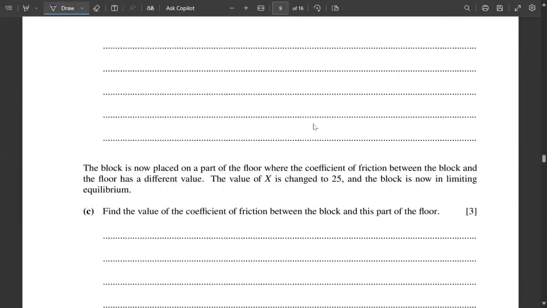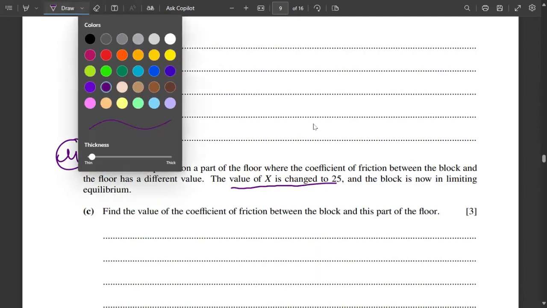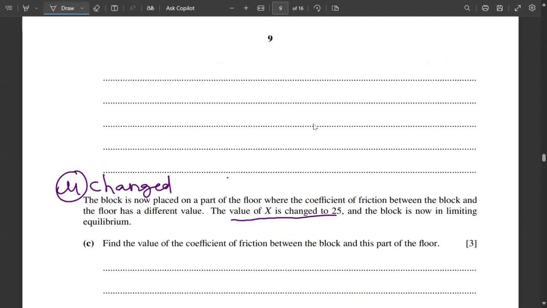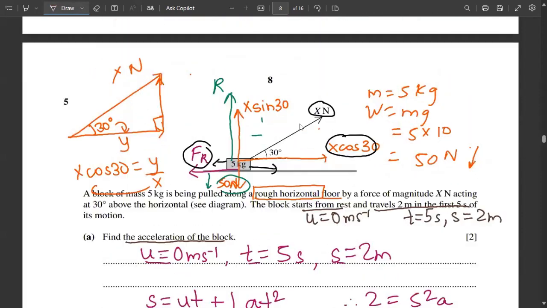The block is now placed on a part of the floor where the coefficient of friction between the block and the floor has a different value. Okay, so that means the value of mu has changed. What else? The value of X is changed to 25. Let us start drawing a diagram again. Or should we draw a diagram? Yeah, we should actually.